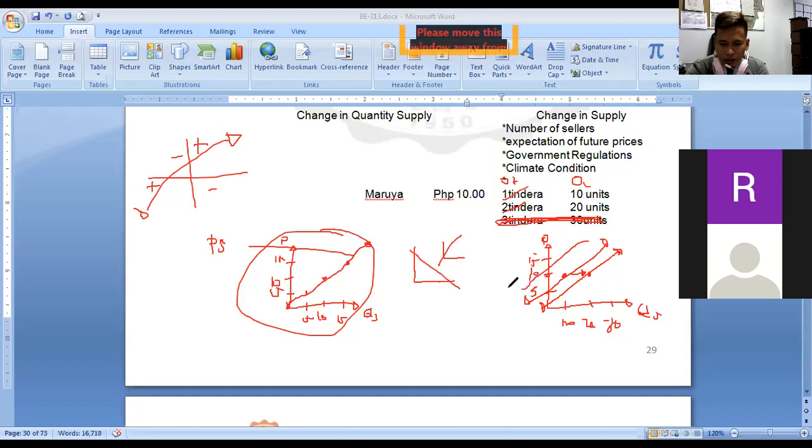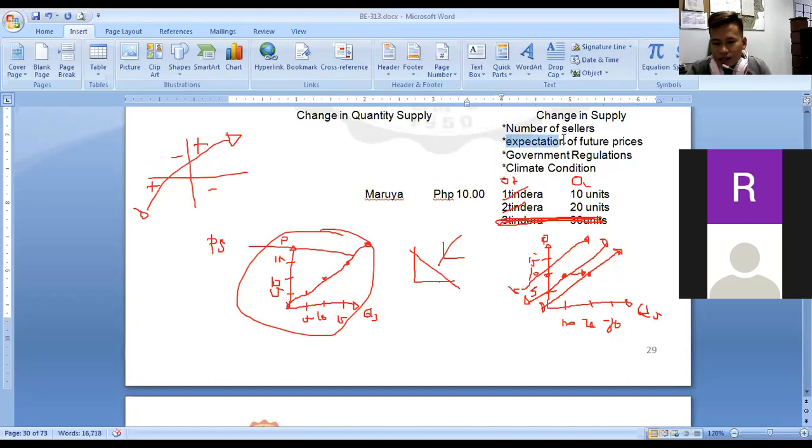So mao ni ang bag-o nga curve. So meaning nag-shift ang curve pa left, no. So this is an example sa change in supply o change in quantity supplied.